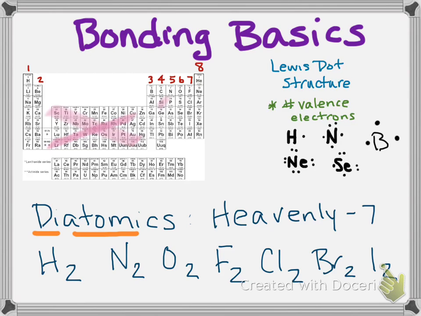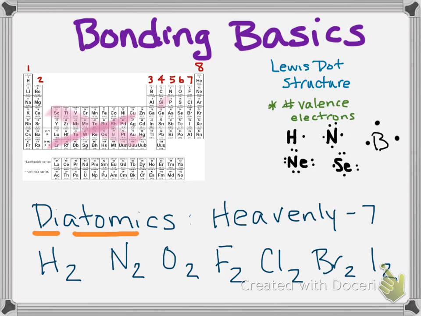It is not stable enough to exist by itself just as hydrogen. Nitrogen is not stable enough to exist just as N. You would find that in nature as N2, and so on. Now you have to know these 7, because one of the questions on your test could say which of the following is a diatomic element or which of the following is not a diatomic element. So you need to be familiar with these 7.